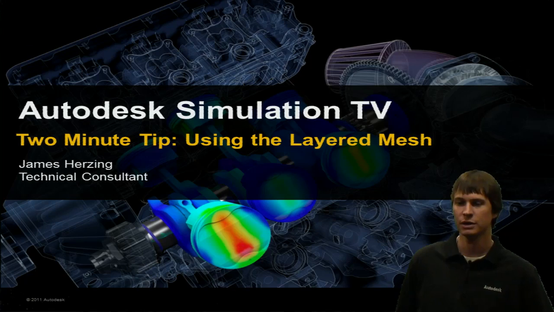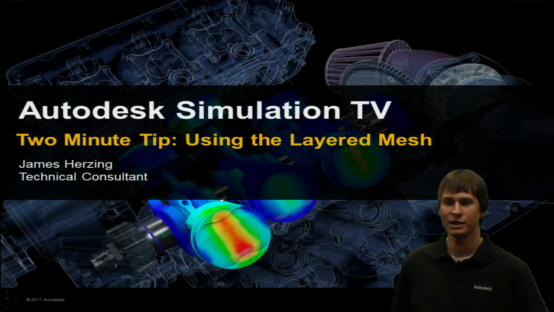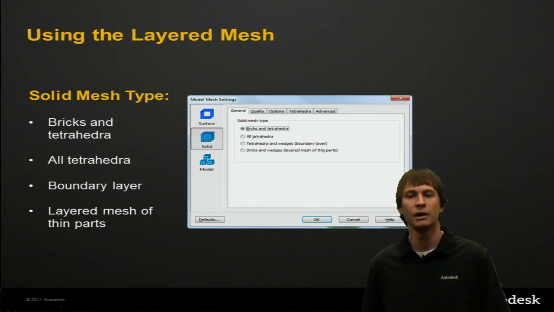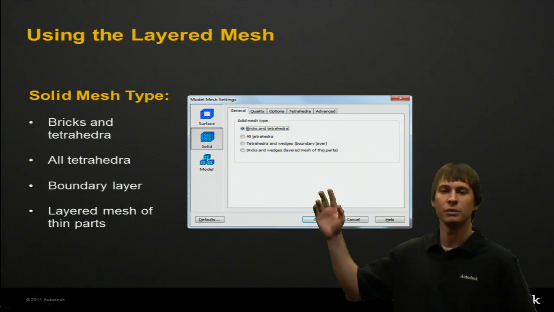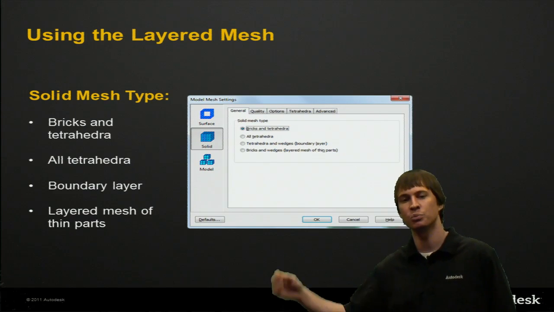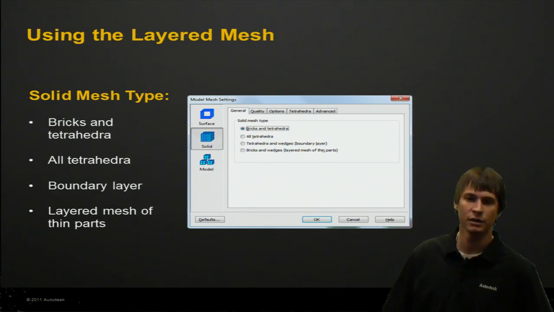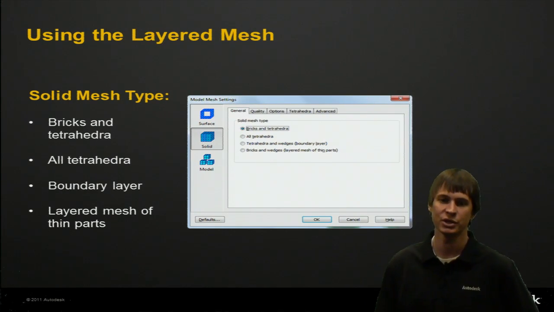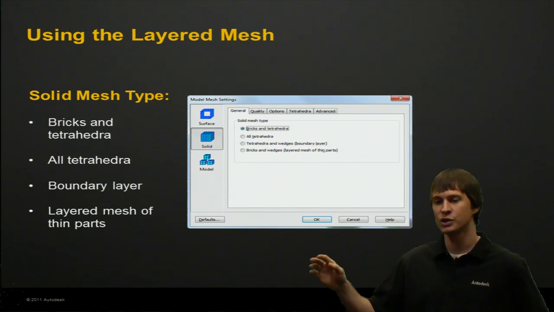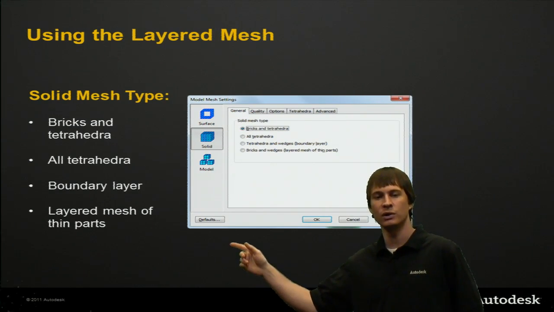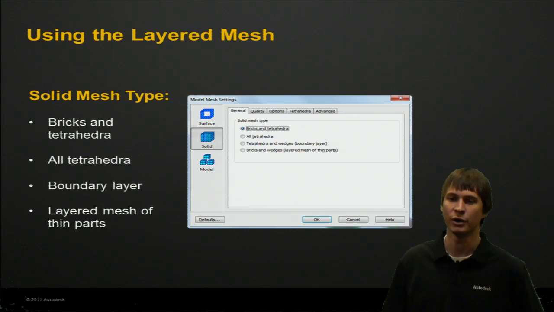My name is James Herzing and we're going to be looking at using the layered mesh. So you can see in the meshing dialog that there are 4 solid meshes available. First, there's a brick and tet mesh, which is the default mesh that you're all accustomed to seeing. You can use an all tetrahedra mesh, a boundary layer mesh, which we only use for our fluid flow analyses, and then what we're really going to be focusing on, the layered mesh of thin parts.